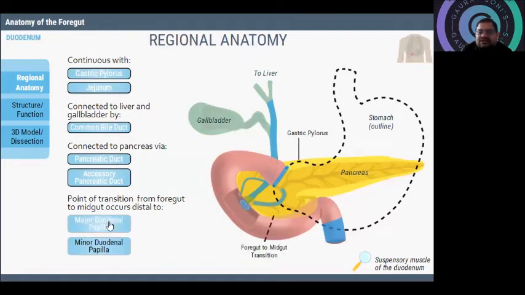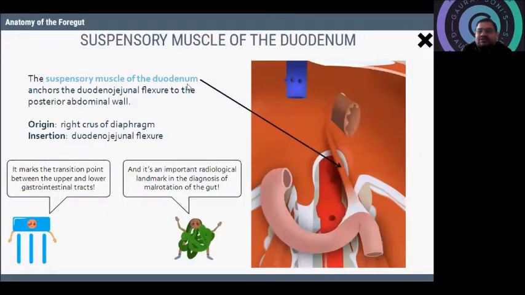So, major duodenal papilla and minor duodenal papilla. These are the two points. Then there is the suspensory muscle of the duodenum, which is important. The suspensory muscle of the duodenum anchors the duodenojejunal flexure to the posterior abdominal wall. You can see this is the suspensory muscle of the duodenum.